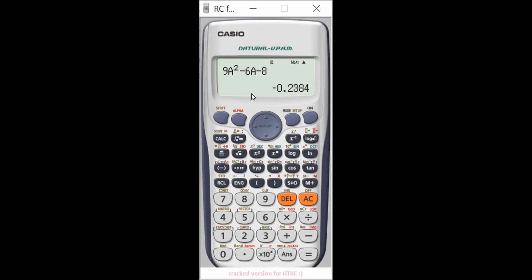So you don't need to type 9 open bracket 1.32 close bracket power 2 minus 6 open bracket 1.32 minus 8. Very troublesome. This is to save time. Clear? Okay, I'm just teaching you how to save time. So now you have negative 0.2384. I don't care about the value. I only care about the sign. What sign? Plus or minus? Minus sign, right? So back to the table, I will draw a minus sign.